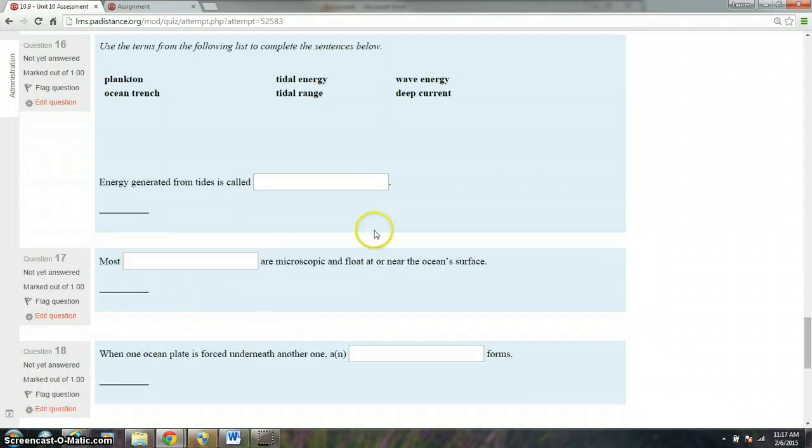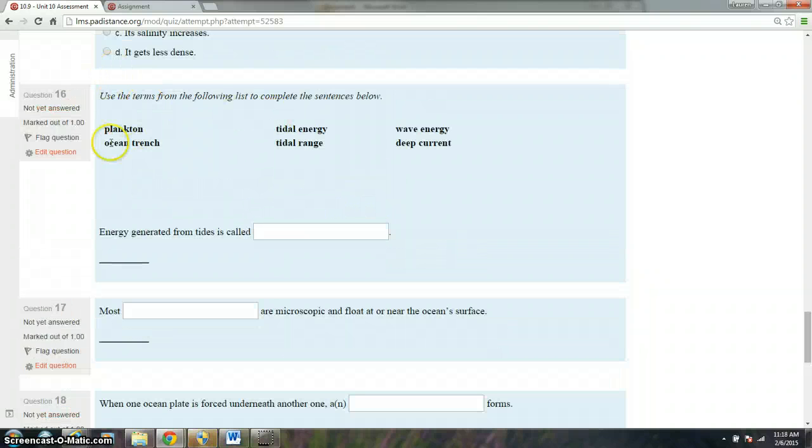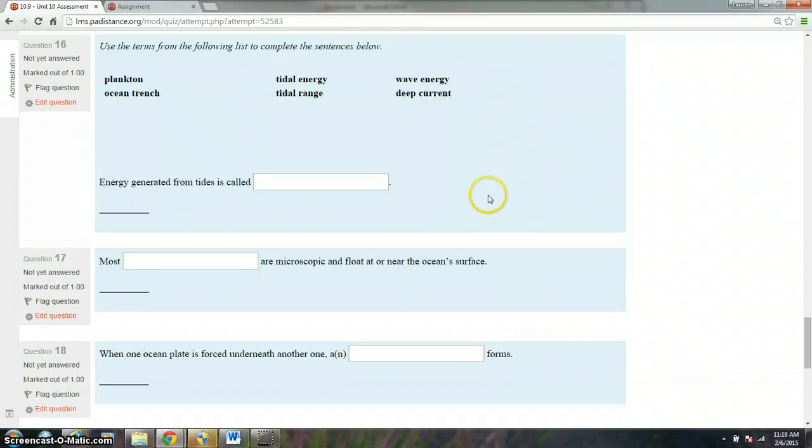The next few questions are matching, where you use the terms from the following list to complete the sentences below. The terms that you are going to use are plankton, ocean trench, tidal energy, tidal range, wave energy, and deep current. Energy generated from tides is called blank.